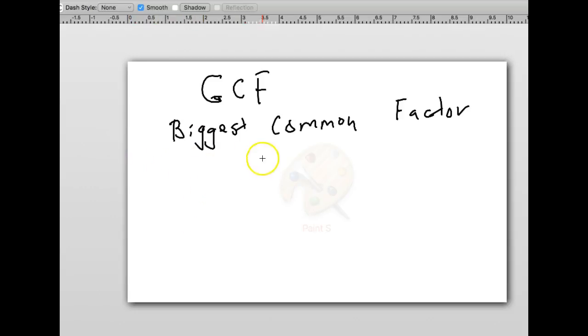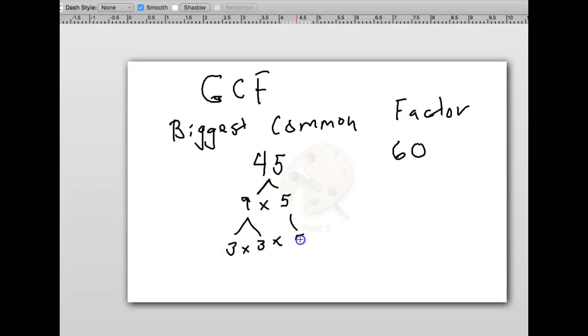So for example, 45 and 60. All right, to find the greatest common factor, you have to break down the numbers. You break them down into what? Two numbers, and you can start any two numbers that multiply to get 45, and I'm going to use 9 times 5. And then you just keep on going. 3 times 3 times 5. Okay, and that's as far as you can go. Those are the prime factors. I'm not going to go any further.